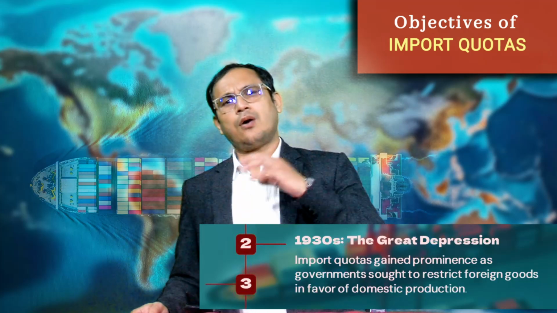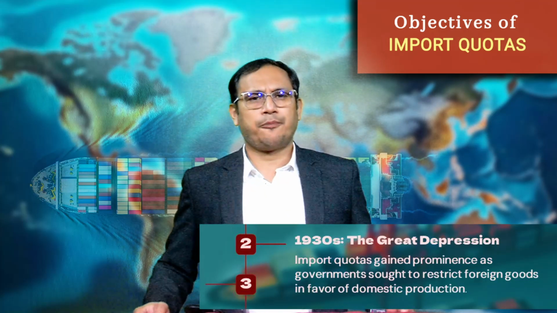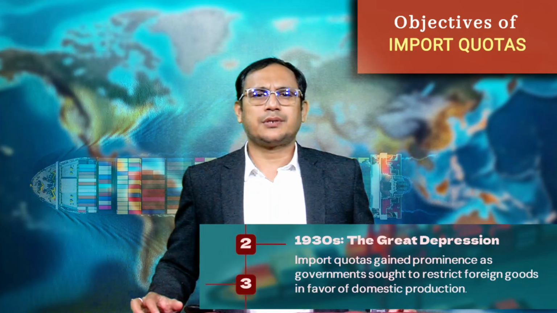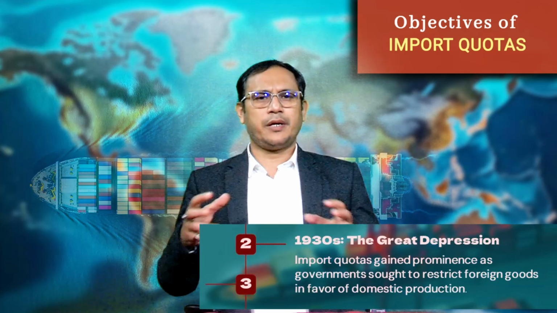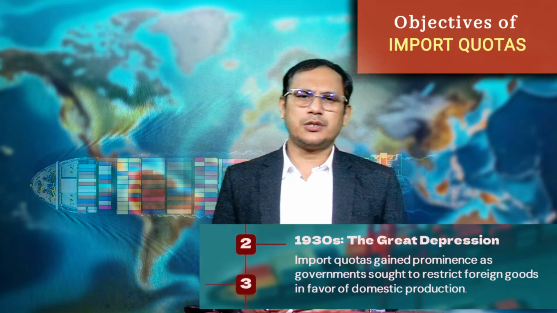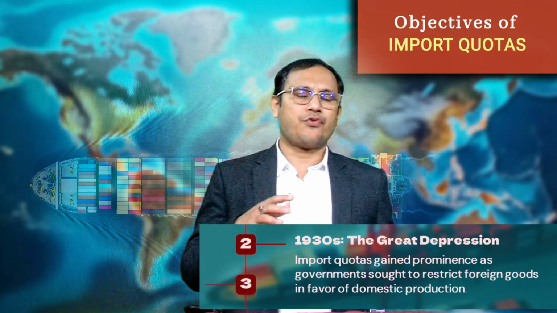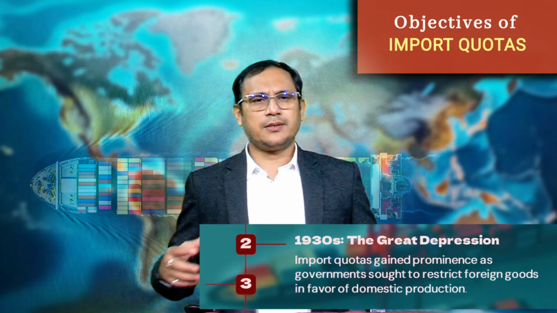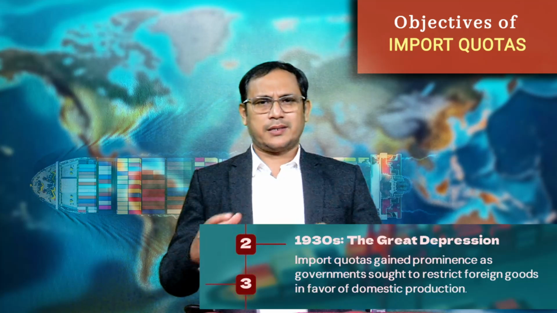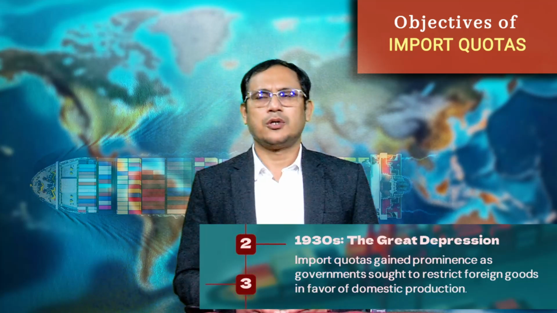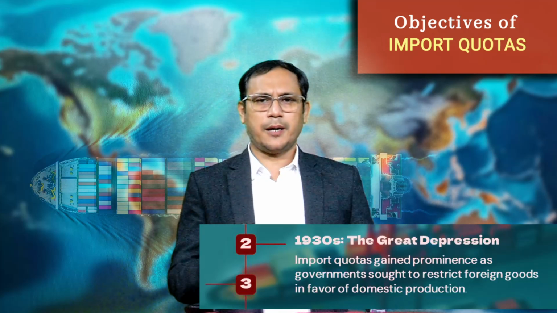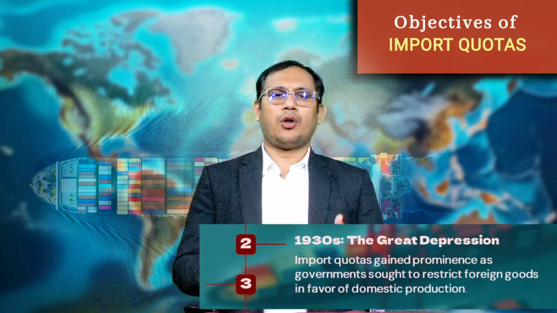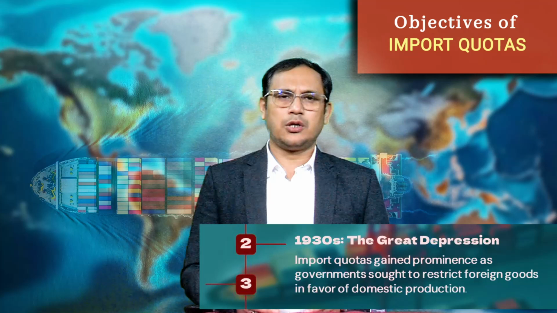So as economies around the globe faced widespread unemployment, financial instability, and industrial collapse, many countries adopted protectionist policies to shield their economies from foreign competition. During this period, import quotas began to gain prominence as governments sought to restrict foreign goods in favor of domestic production. They wanted to protect the domestic industry because it had already suffered due to the depression. They already had low production, low income.